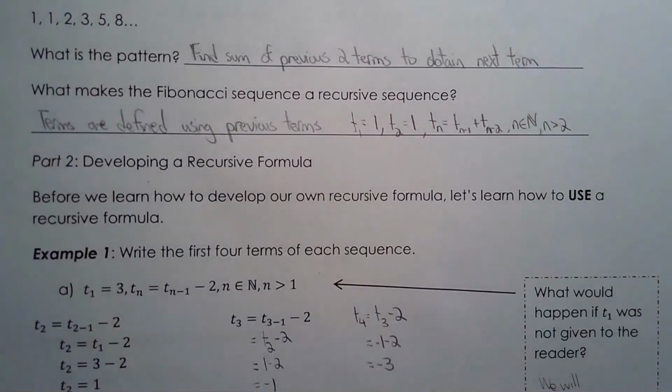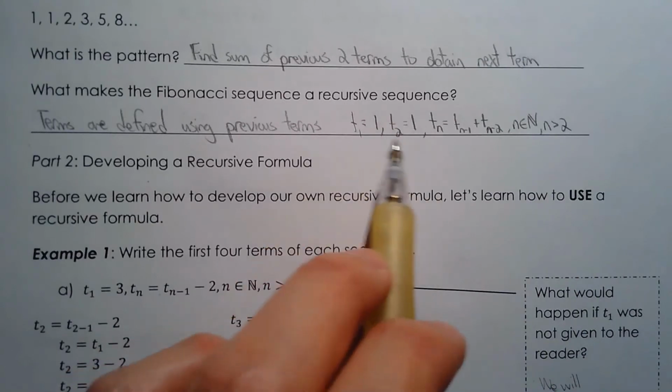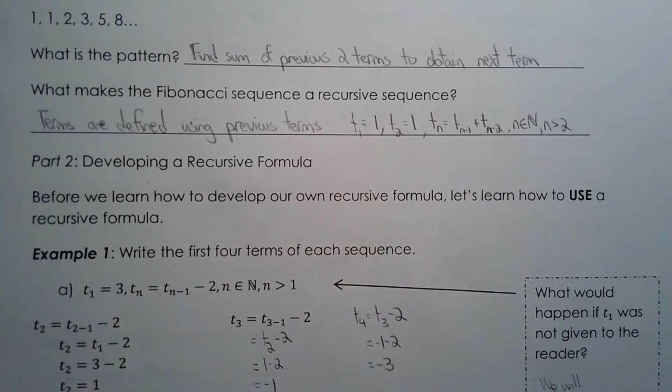Not n is greater than 1 because we gave the first 2 terms. We have to start the reader off with the first 2 terms, and then they can find the third, fourth, fifth, so forth and so on. All right, so let's build some more recursive formulas here.